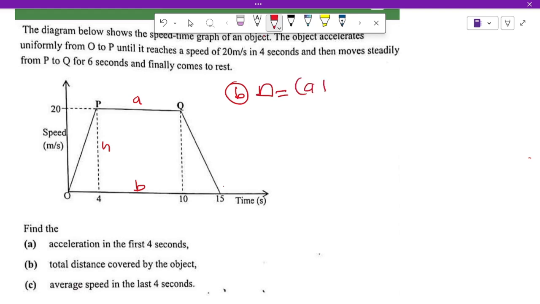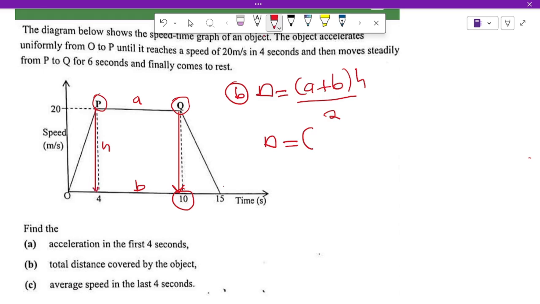Make sure you master these formulas. A plus B, height, over 2. What is our distance? So what is A? A is the distance from P to Q. How do you find that distance? You simply drop down to the x-axis where the values are, or to the axis for time. So you have a 10 there, you drop down again to this point. What do you have there? The 4. To find the distance from there to there, you simply say 10 minus 4, giving you what? A 6. So our A here is a 6.